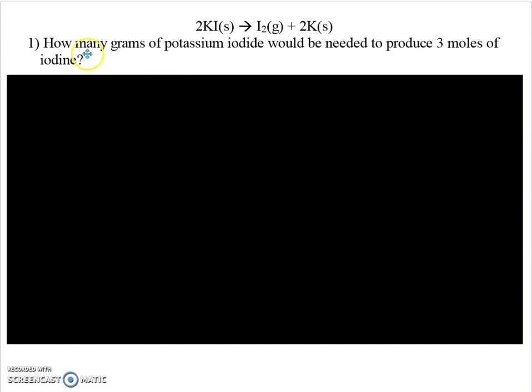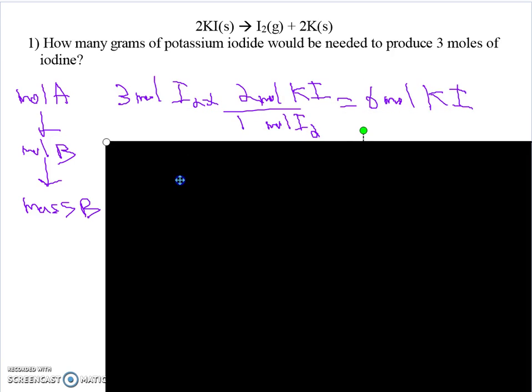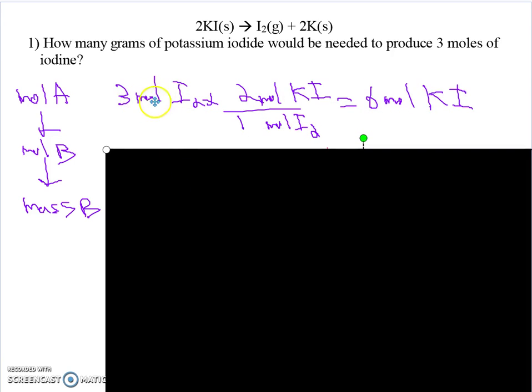Alright, so this first one, how many grams of potassium iodide would be needed to produce 3 moles of iodine? So first we plan it out. We're starting at mole A. That's our iodine. We'll go to mole B, then mass B. So first I got to do my mole A to mole B. So I go 3 moles of I2. Moles of I2 needs to cancel.